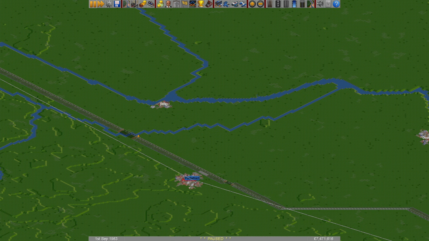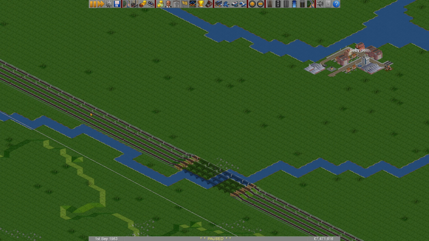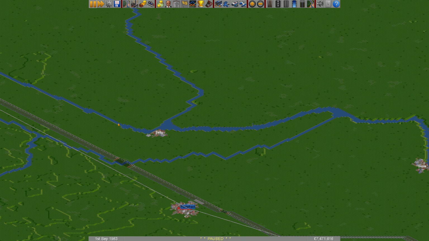So that's going to get a bit interesting when we're trying to put some services onto the fast lines here with the overhead cables, or to the slow lines here on the western side of things. So we'll get into the building in a second.